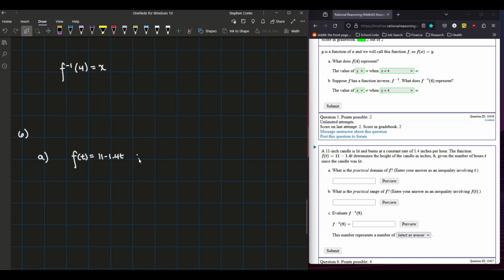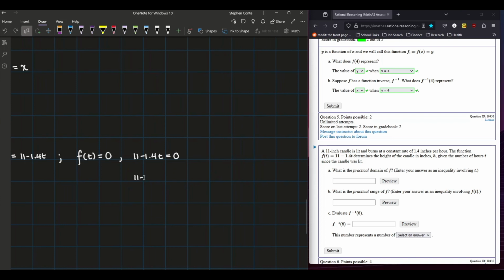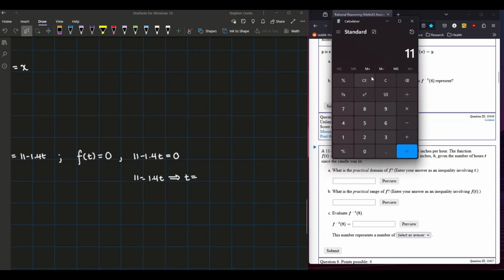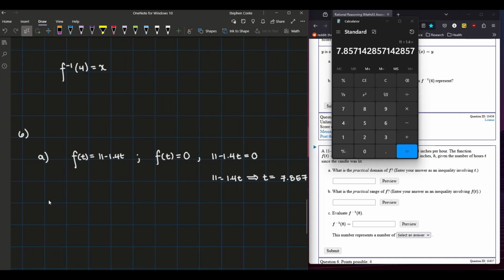So for a candle to have completely burned, right, that would have to mean that f of t, which is our height, has to equal 0, right? So I need to figure out for what value of t does the function equal 0. So I'm going to set the function equal to 0 and then solve for t. So then 11 equals 1.4t, which tells me that t is equal to what? I don't know. 7.857.